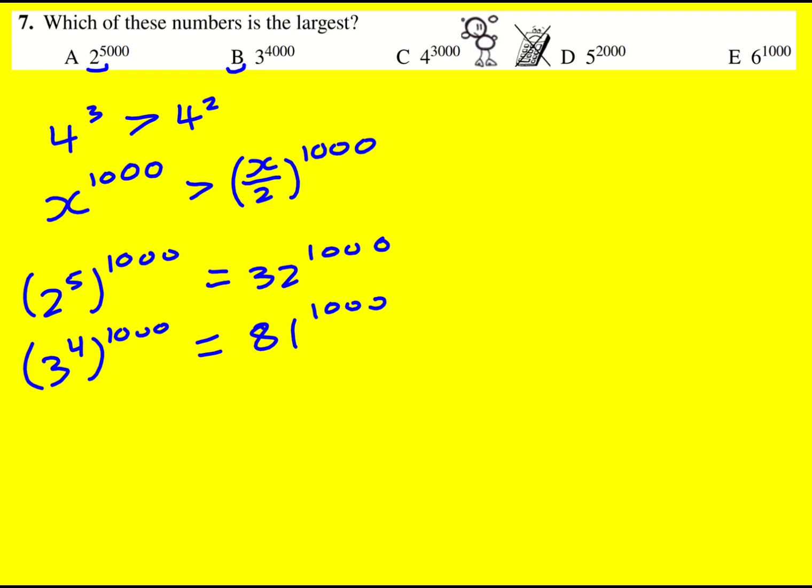So actually, this is going to be much bigger. 81 is more than twice what 32 is, and we're raising it to the power of 1000. Actually, this is much, much bigger than that one. So I can rule out A, and I can keep going then.